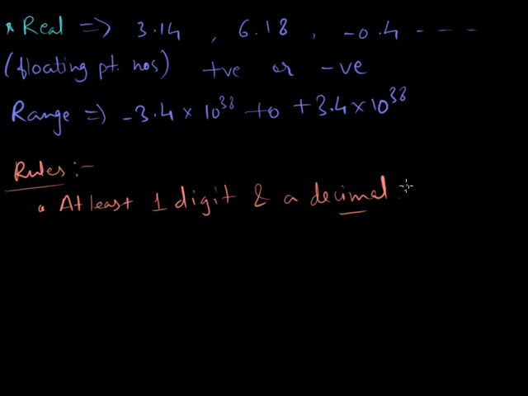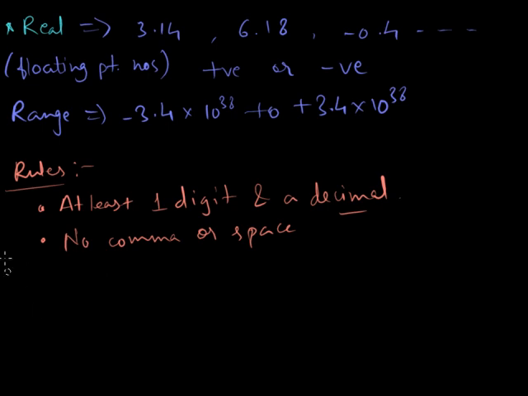No two decimal points are allowed, then it would not be a real number. Only one decimal point and at least one digit. The second rule is such that no comma or space is allowed, same as the integer. Let us try to determine which of these following numbers is a real number or not.